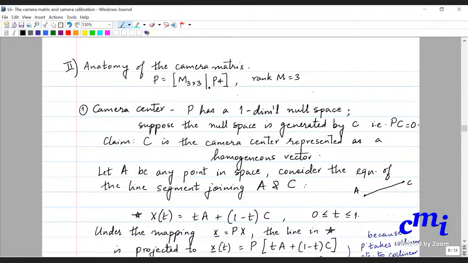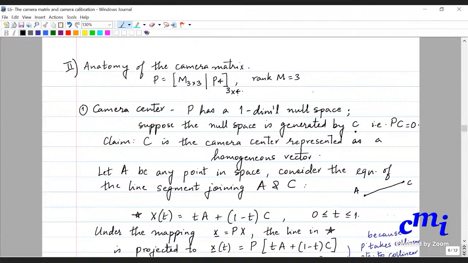Now, this is the only information we are given. We are given P, which has a 3 by 3 matrix M here, and so this is a 3 by 4 matrix in the end. And this matrix M is of rank 3, so a full rank matrix, and an additional vector P4. Given this matrix, how do you find the camera center? The point is that since this whole matrix is going to be a rank 3 matrix, P is going to have a one-dimensional null space. Suppose that null space is generated by some vector C.